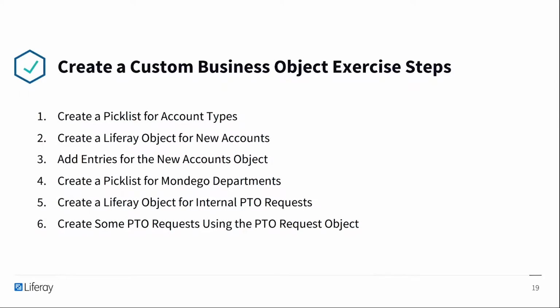These are the steps we have for this exercise. Create a pick list for account types, create a Liferay object for new accounts, add entries for the new accounts object, create a pick list for Mondego departments, create a Liferay object for internal PTO requests, create some PTO requests using the PTO request object.